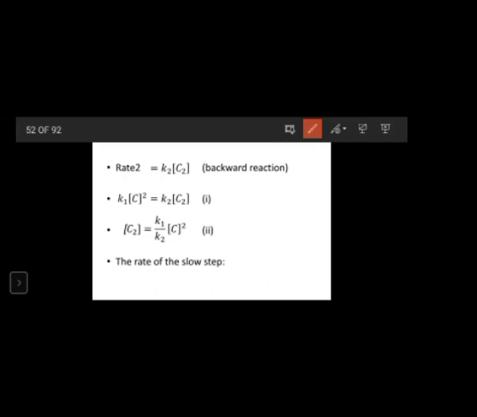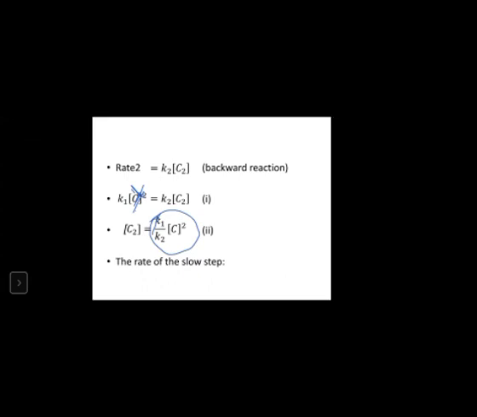So they are equal. You make this the subject of the equation. We want to eliminate it. It's an intermediate species, so you remove it. If you make this the subject, then you have this coming out. Then you take this and substitute it into the rate equation. You are using the slowest step to predict it.